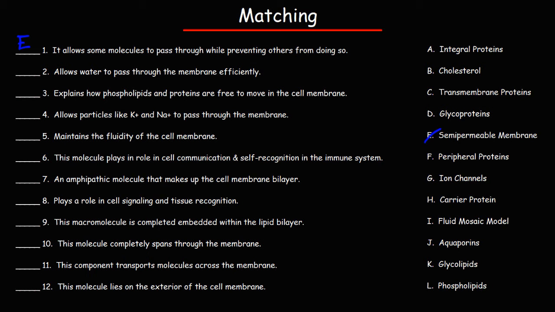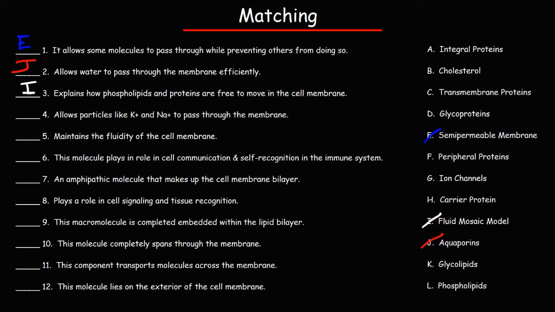Number 2. So which word goes with this sentence? It allows water to pass through the membrane efficiently. So this would be an aquaporin. Number 3. This explains how phospholipids and proteins are free to move in the cell membrane. So this is going to be the fluid mosaic model. So we're going to put letter I for number 3.